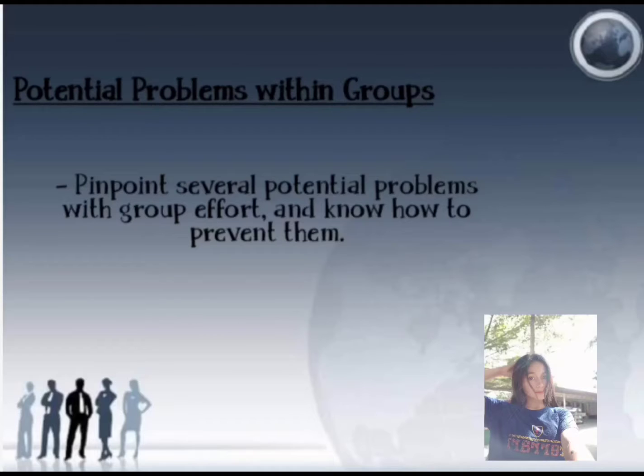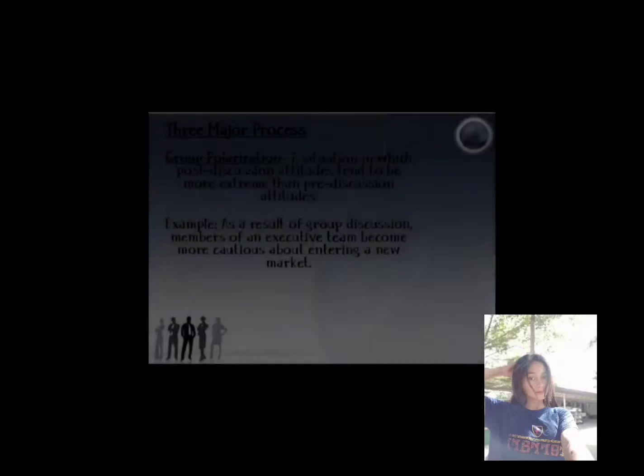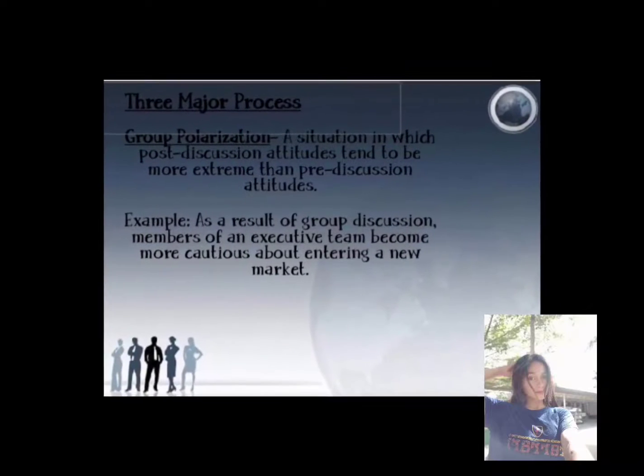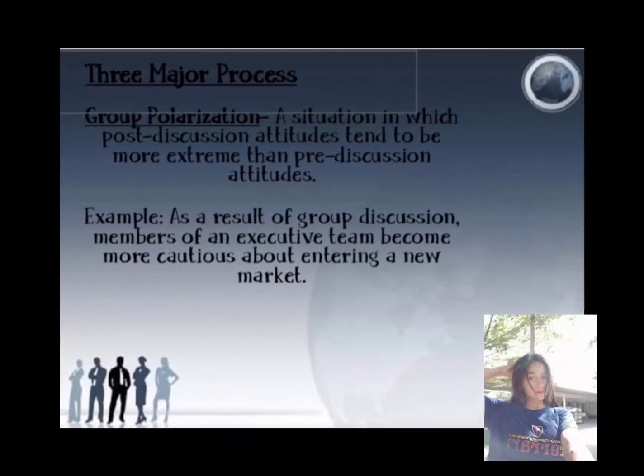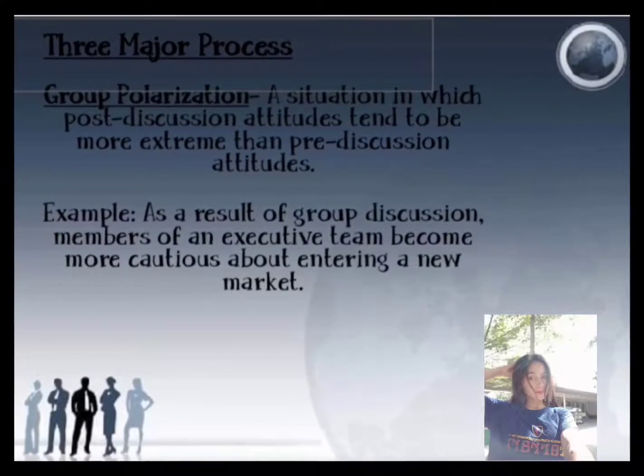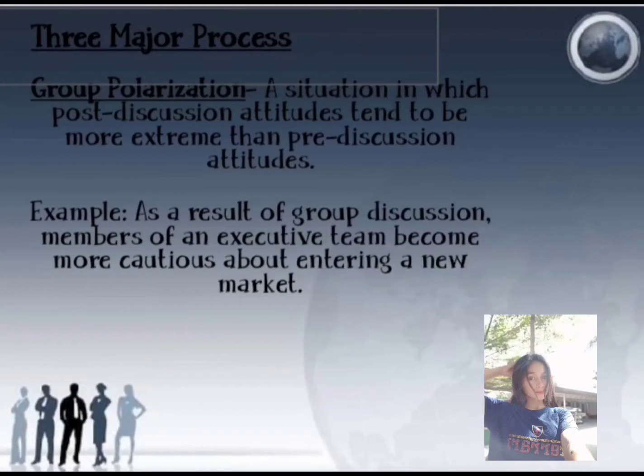Also, work group failures come from dysfunctional processes. So, here are the three major processes within groups that can hamper their effectiveness. So, first is group polarization, a situation in which post-discussion attitudes tend to be more extreme than pre-discussion attitudes. For example, as a result of group discussion, members of an executive team become more cautious about entering a new market.